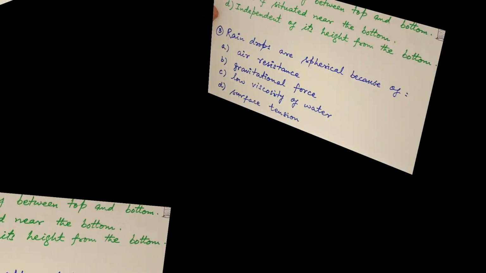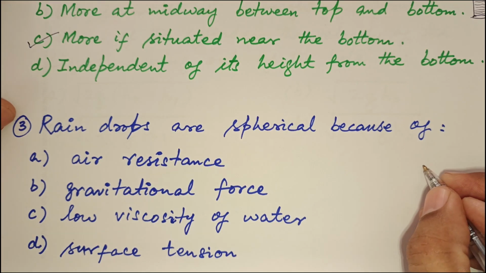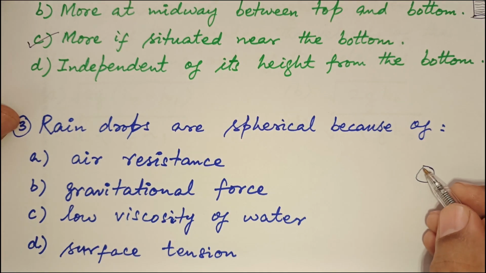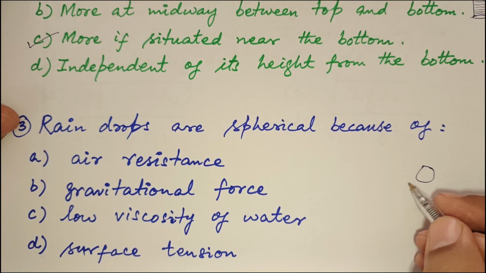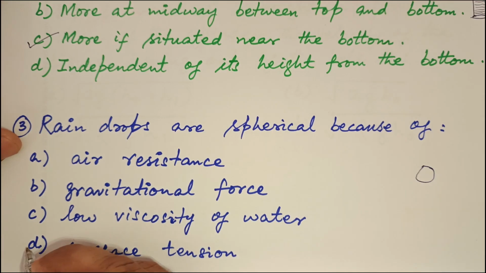The third one, raindrops are spherical because of what? We know that the raindrops are of nearly spherical type. Okay, so why did they take this shape? The reason behind this is the surface tension, which is the property of liquid, especially here water, due to which the molecules stick together and the size of the drop is reduced, and it took the shape of a sphere. So this is due to the surface tension.